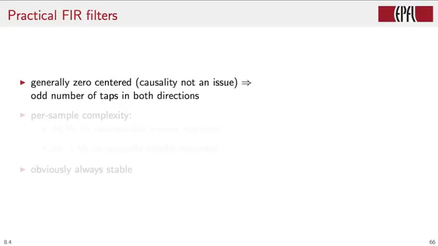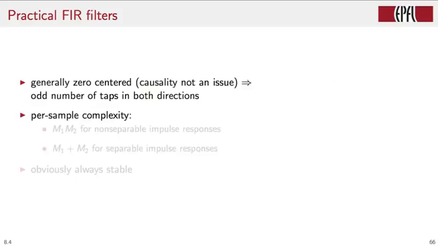So let's look at some practical FIR filters. One of the advantages of having the whole image available for processing at the beginning is that causality is no longer an issue, as we said before. So we can design FIR filters whose impulse response is symmetric around 0, and therefore they introduce no delay. A consequence is that the number of taps of the impulse response will be odd in both dimensions. So, for instance, something like this.